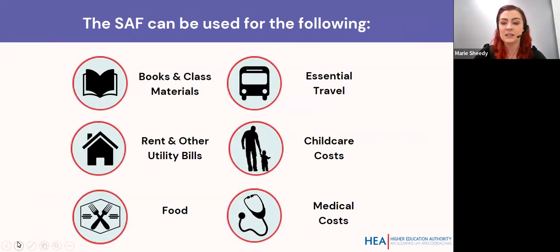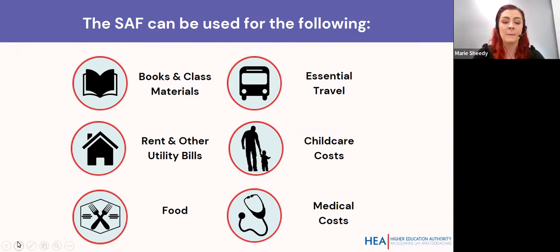So what can the Student Assistance Fund be used for? It can be used for any college associated expenses. So books, class materials. That includes if you've had to purchase a laptop for a specific course. So for some courses, a standard laptop may not be sufficient enough. So for maybe graphic design students, you may need an Apple MacBook, or for other courses, there might be higher graphics cards that you require to purchase a laptop.